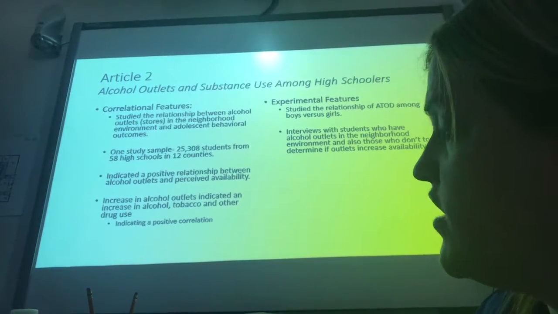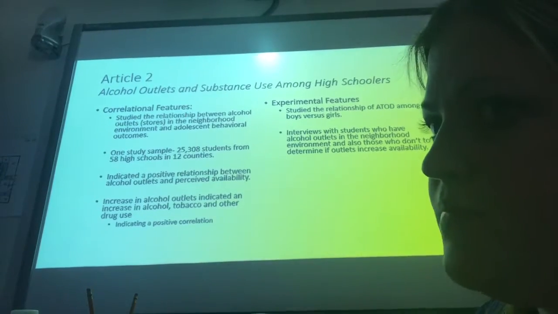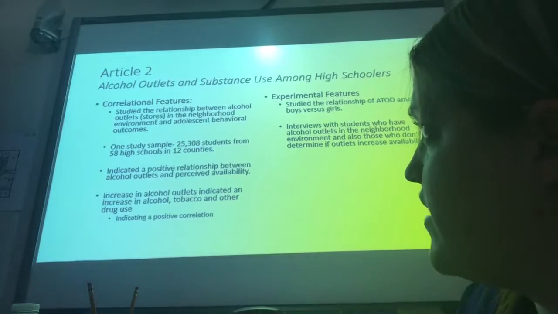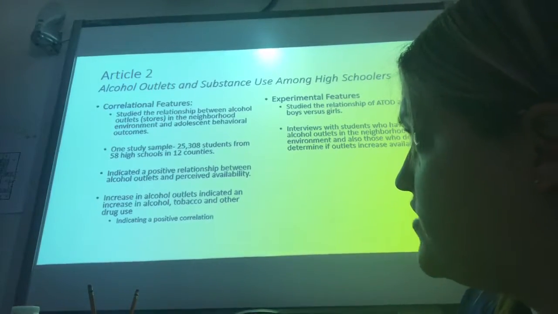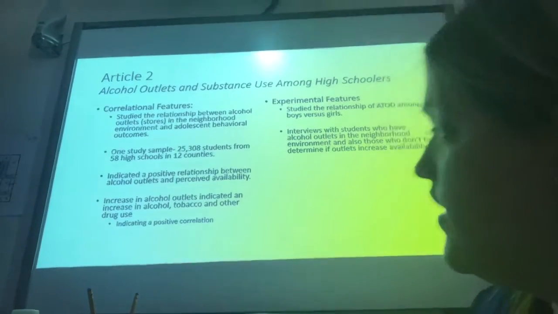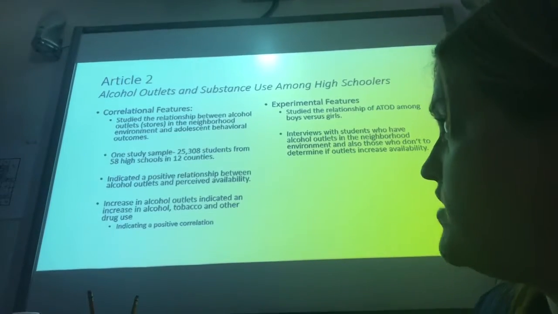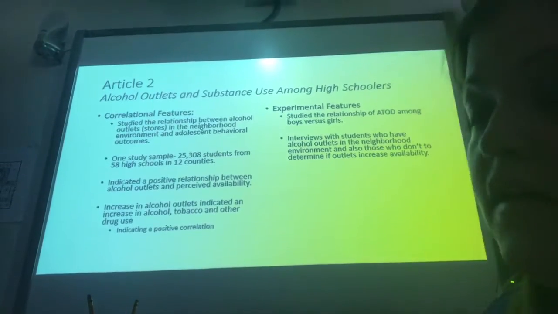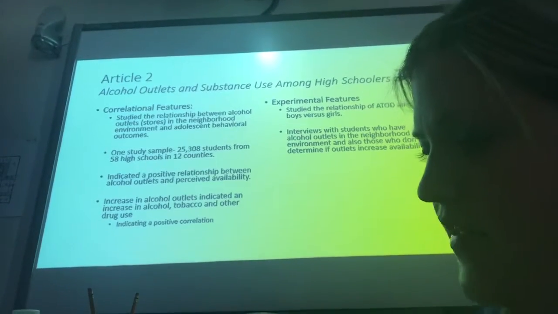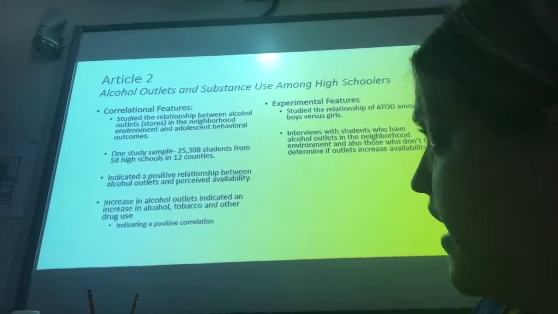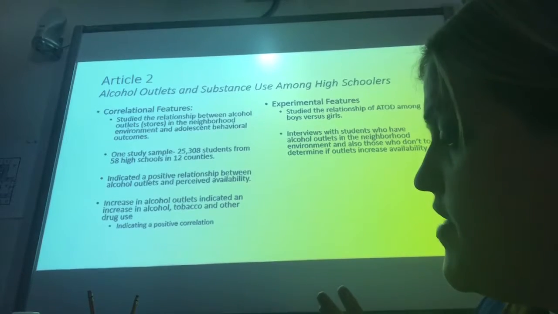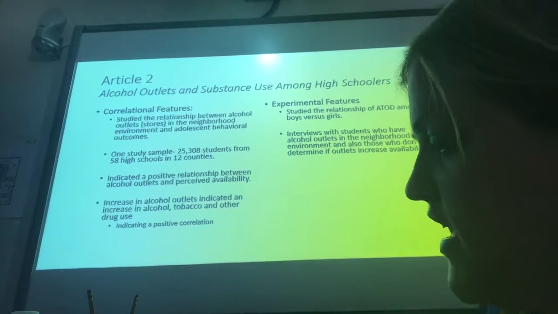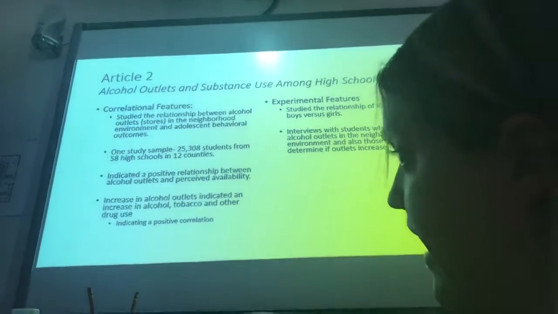That was another correlational feature, that it studied one group of people and not multiple groups of people. It studied 25,308 students from 58 high schools in 12 counties. It did indicate a positive correlation between alcohol outlets and perceived availability. So if you were to plot all the data from 25,000 students, the correlation would be a positive line, because the more outlets they had, the more perceived availability they had.